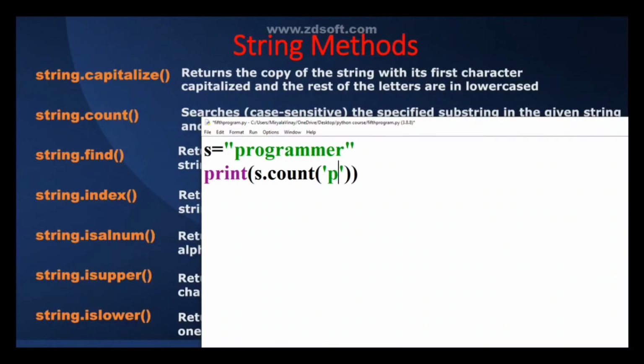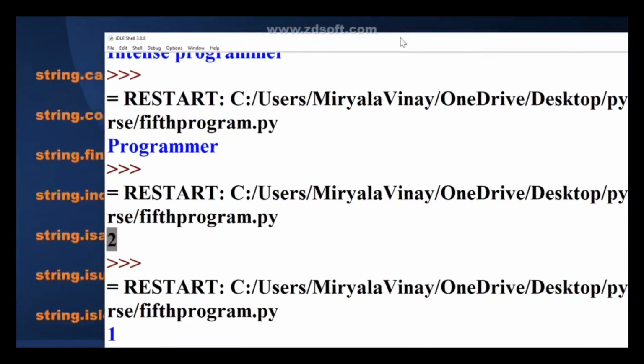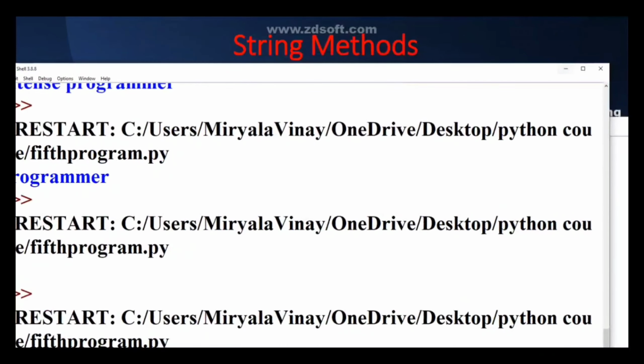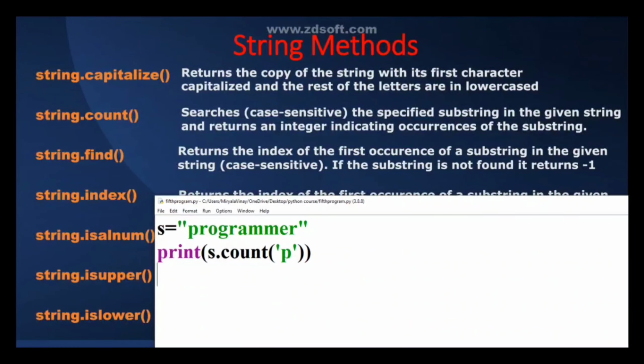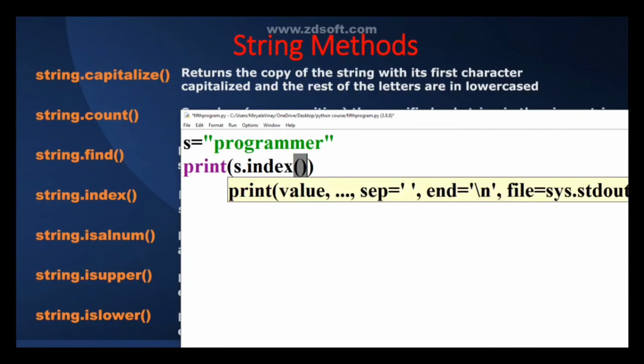Whenever I change this m to a small p, you can see the output as 1. So you understand that whenever you use the count function, it is going to display the occurrence of that string in the main string. Coming to the next part, you can see string.index. This is also similar, but not the most similar.